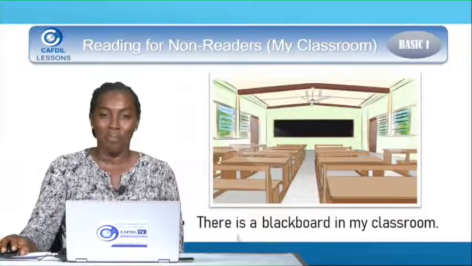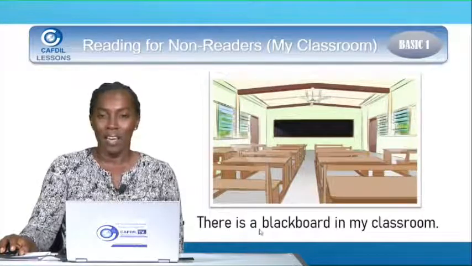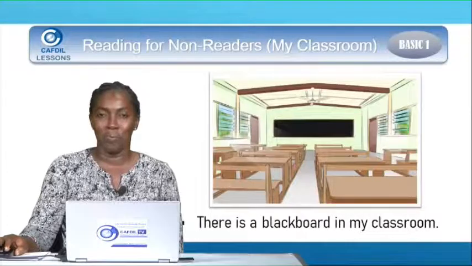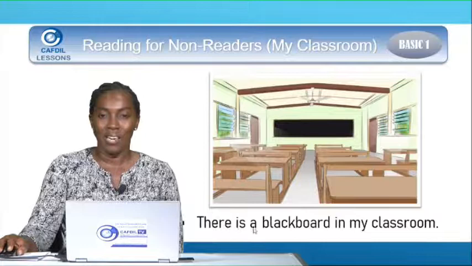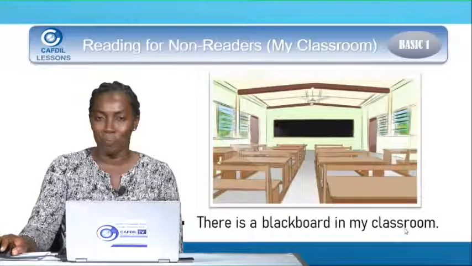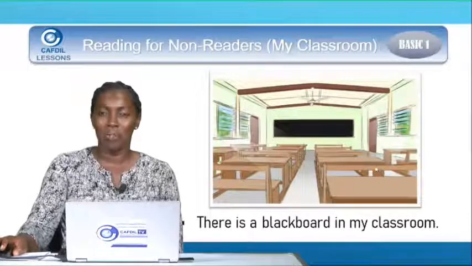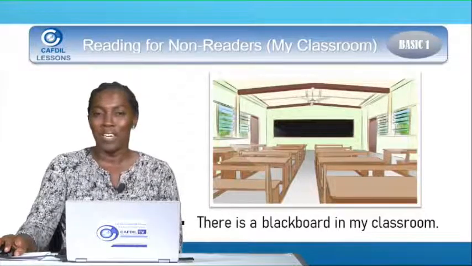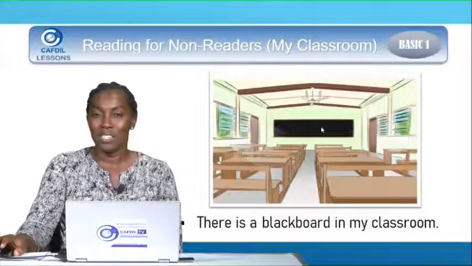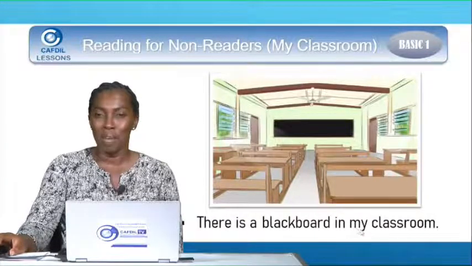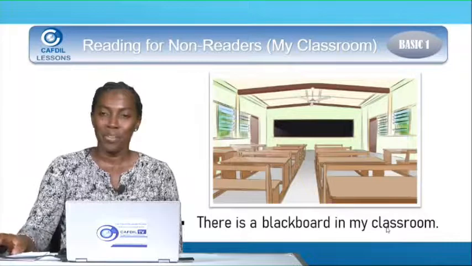We also have: there is a blackboard in my classroom. Let's look for the blackboard in the classroom. This is the blackboard in the classroom. The teacher writes on the blackboard. There is a blackboard in my classroom. Read with me.